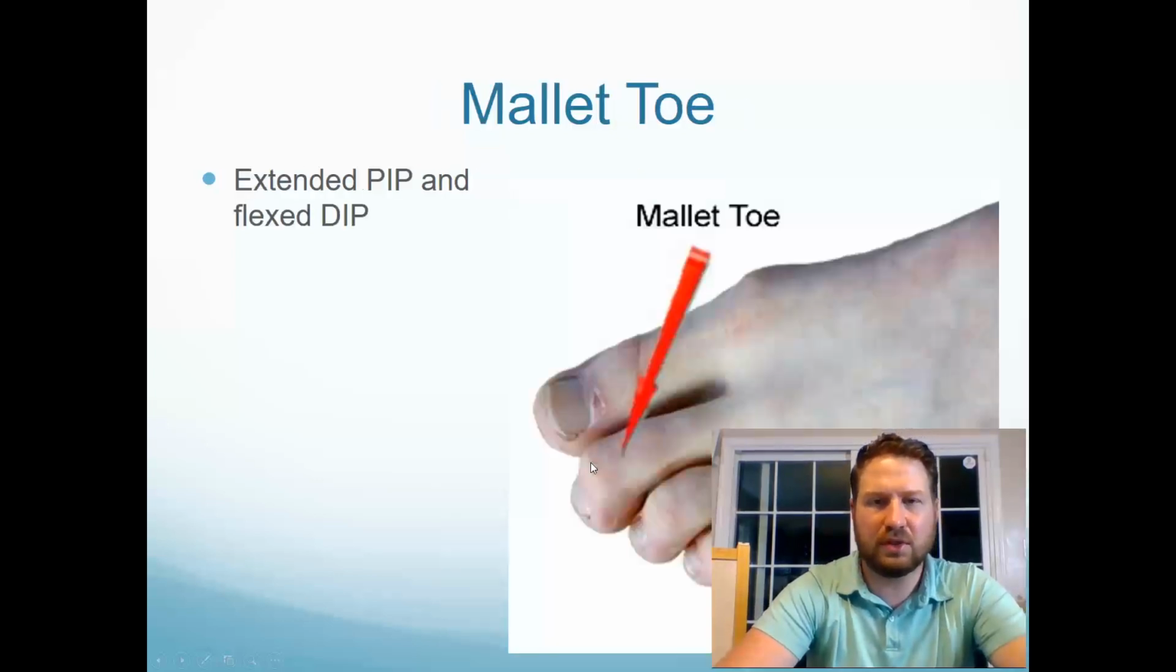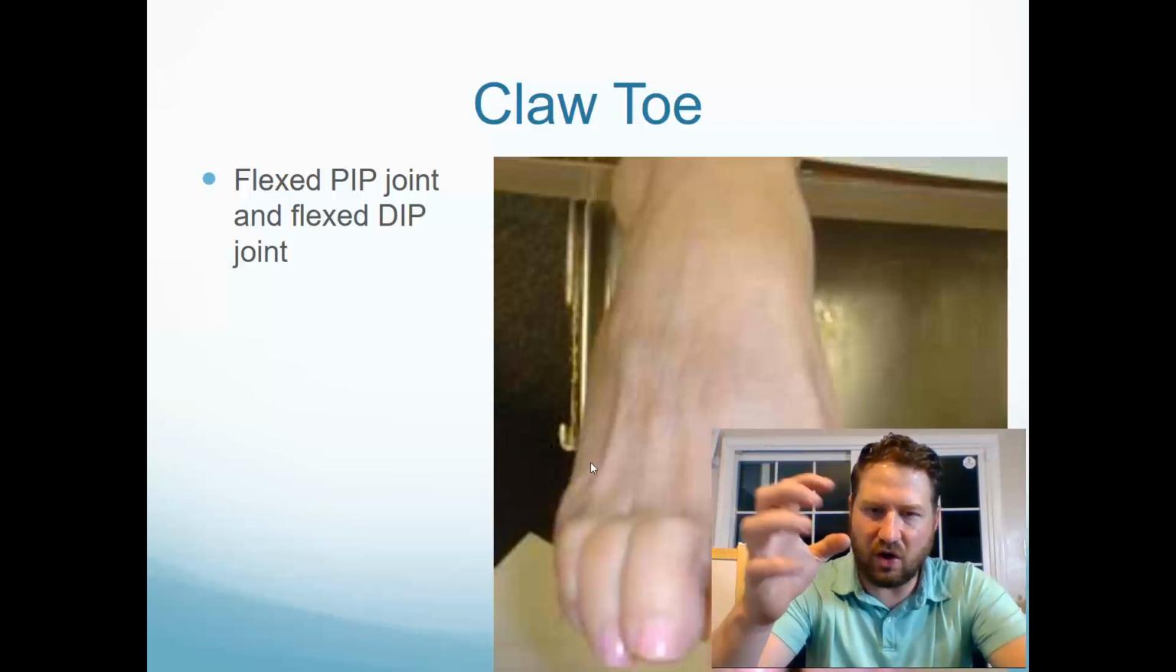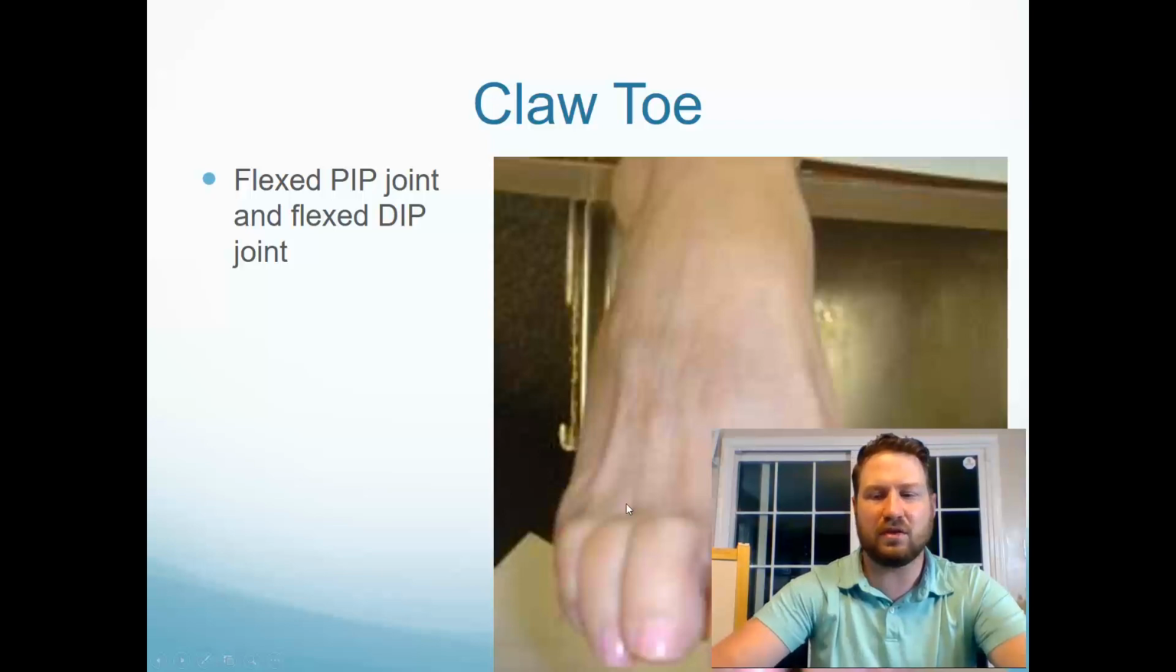You have hammer toe, mallet toe. And then a claw toe, which is flexed PIP joint and flexed DIP joint, where it just looks like they're all just flexed. Okay? Now it is of note, in order for those two things to happen and not kind of wrap underneath the foot, you do have to have MTP extension within those joints.